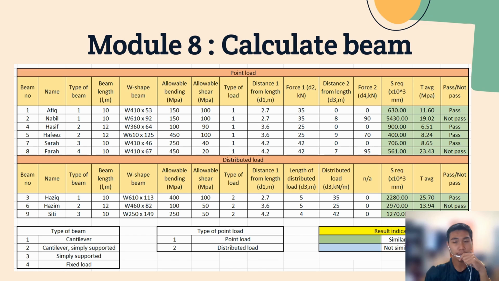This function can be considered a success as all the calculations generated by the program are similar to the manual calculation, indicated by the green color.